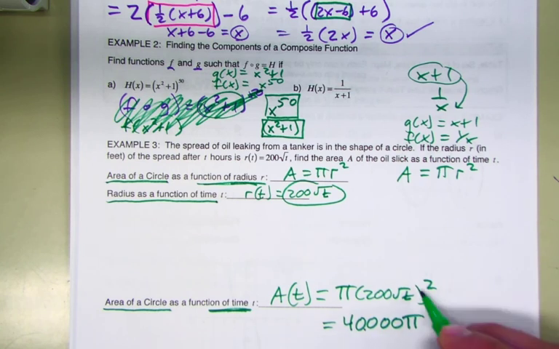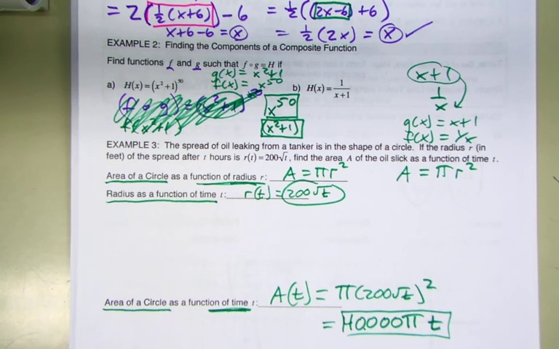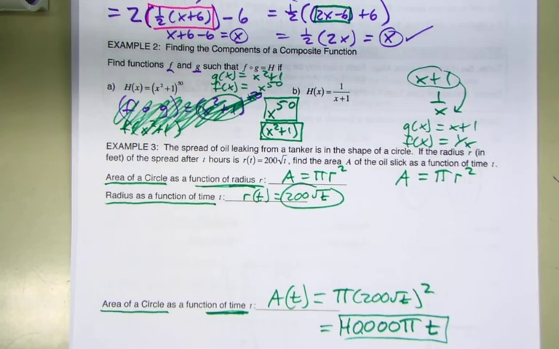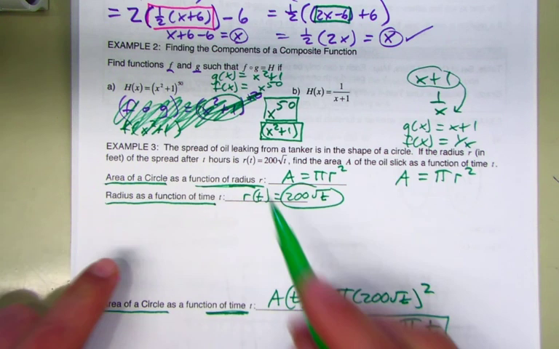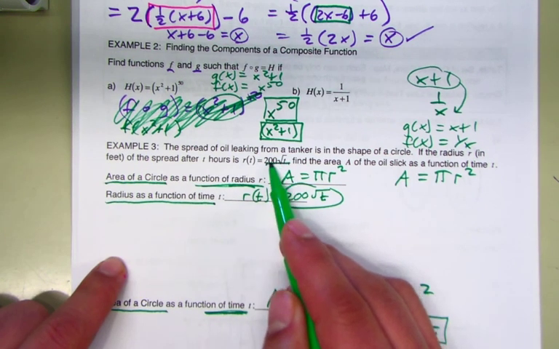Yeah. And then root of t squared is going to be t. So here's your final function. Okay? That was it. We're just plugging in what they gave us in the problem for r.